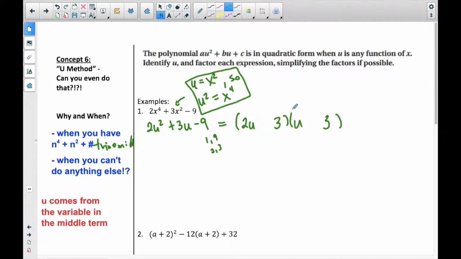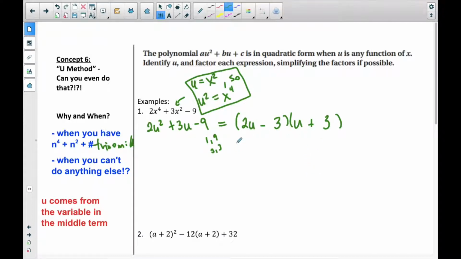So I'm looking at this and I'm kind of guessing it and checking it in my mind, and I'm thinking the 6 needs to be positive, the 3 needs to be negative. So this is 2u squared plus 6u minus 3u. That's plus 3u, which I wanted, minus 9.